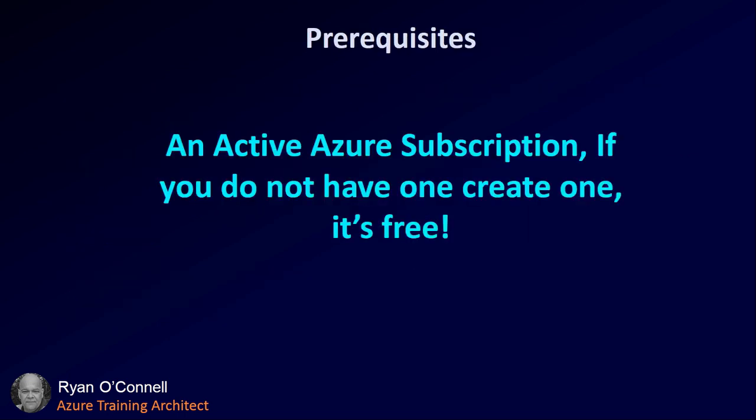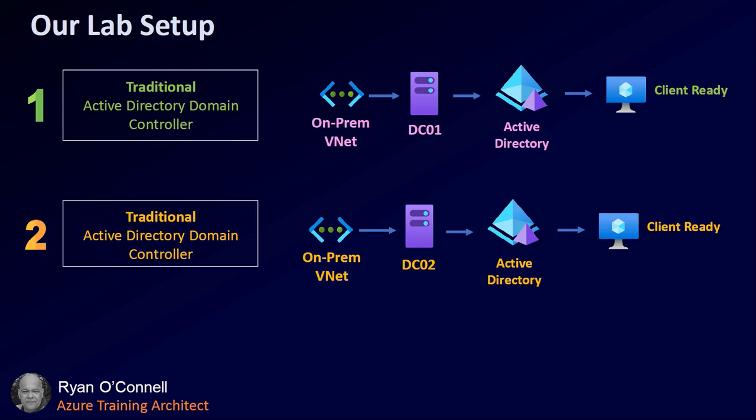All you need is an Azure subscription. If you do not have one, create one. It's free. In our lab, we're going to create two traditional domain controllers. We're going to create a VNet, and then we're going to create DC1. We're going to install Active Directory on it, and then we're going to deploy it so that it's client ready. And then we're going to do the same on DC2. We're going to create an additional domain controller. We're going to install Active Directory, and we're going to join it to that forest.